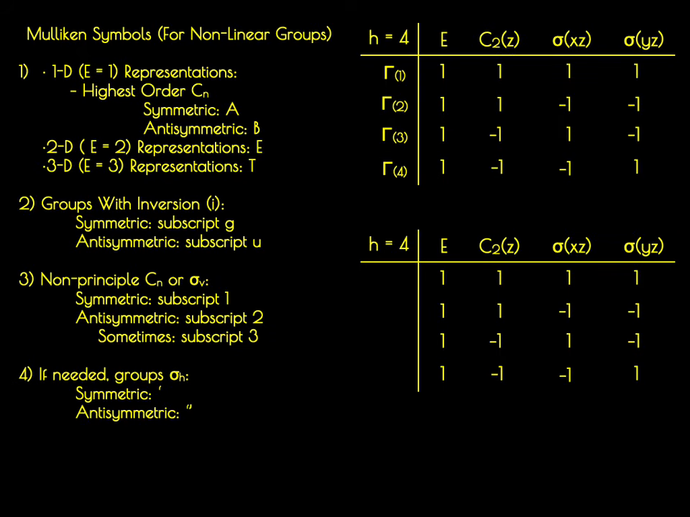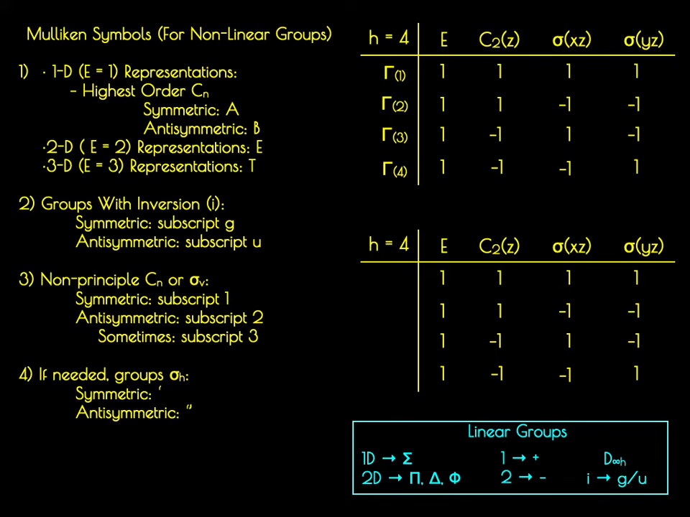If you happen to have a linear group, then we use Greek letters as opposed to Roman letters. So for linear groups, a 1D representation will have a capital sigma. A two-dimensional representation will have a capital pi, delta, or phi. If you have a subscript of 1, you give a superscript of a plus. If you have a subscript of 2, you give a superscript of a negative. And you retain that inversion center g/u labeling system.